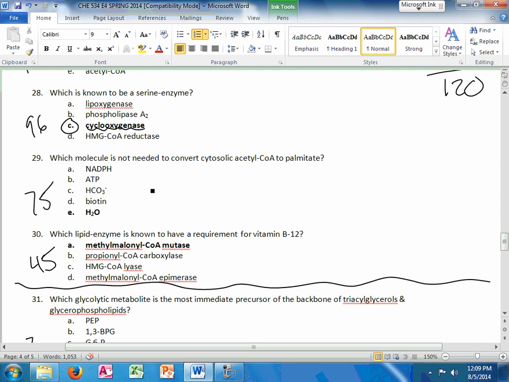This molecule is not needed to convert cytosolic acetyl-CoA to palmitate. You can know the ACC uses biotin, and this bicarbonate here, ATP is required, malic enzyme creates NADPH. So you can know all of that, or you can know that in fatty acid synthesis there's a dehydration, because in beta oxidation there's a hydration, and they're inverse. So that's the way I would know it, but that is kind of a tricky question.